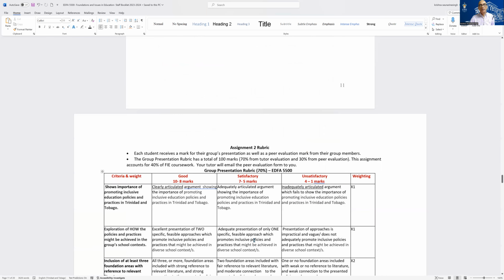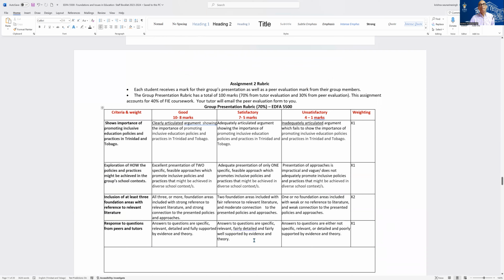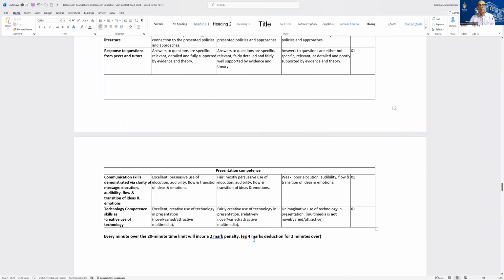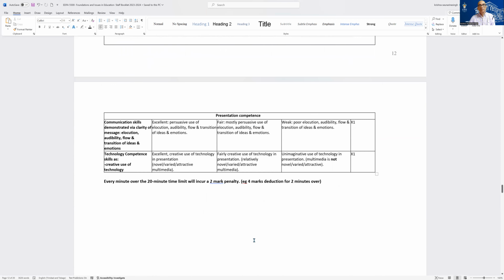There is an assignment rubric which guides you on how to go about preparing your presentation. So you will get 70% of your mark from your tutors and 30% from your peers. The peer evaluation form will be emailed separately to you.